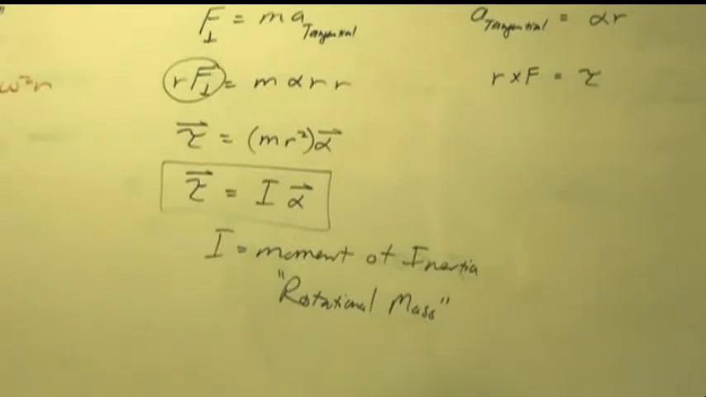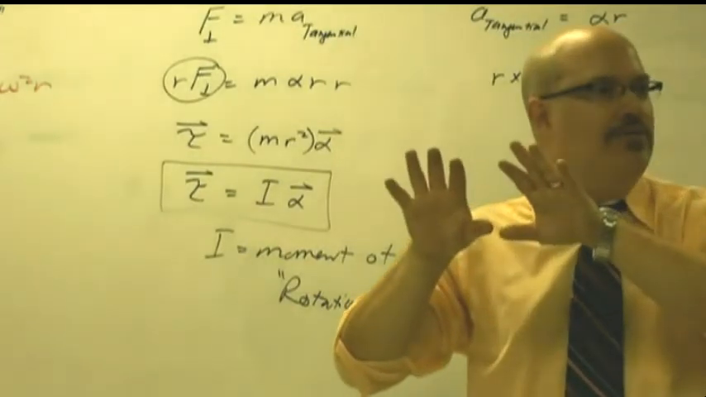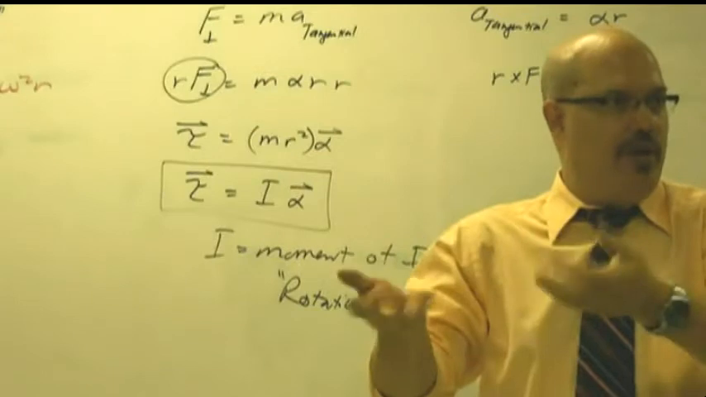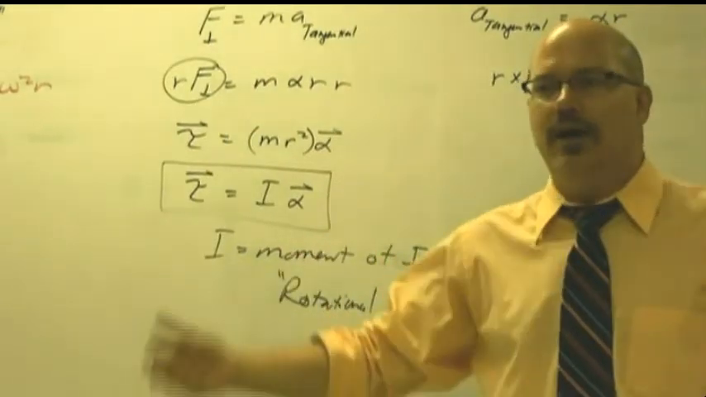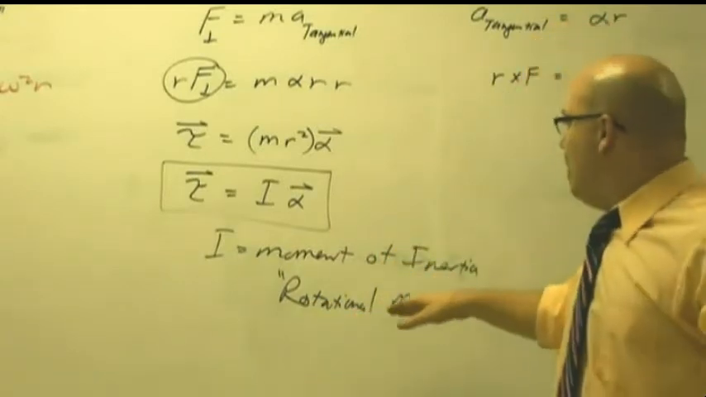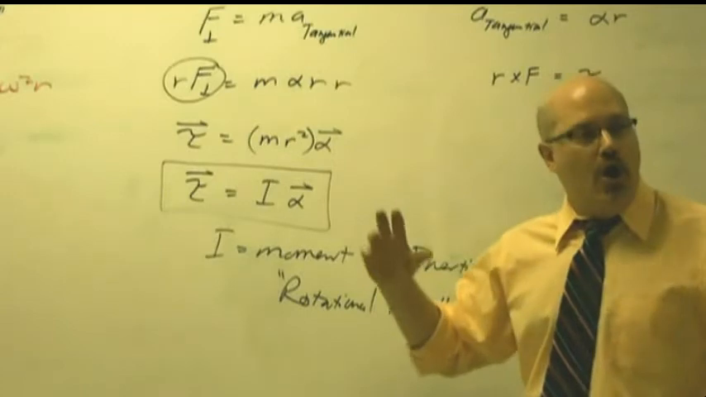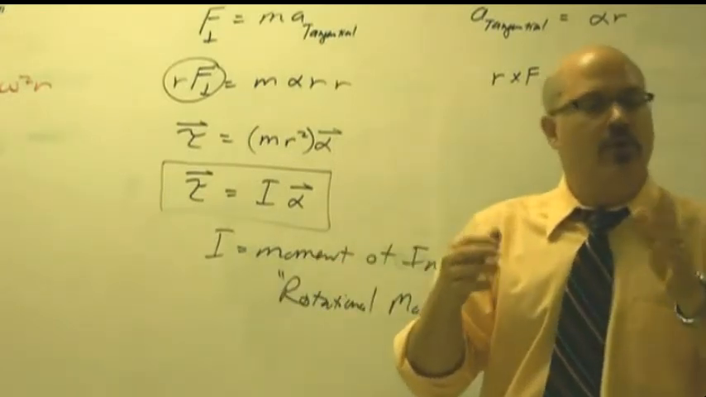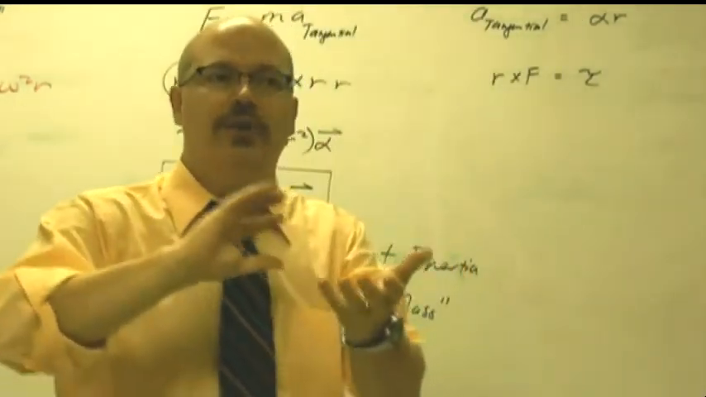Now if you try to push something, you know whether it has a lot of mass or not because of its inertia, its resistance to changes in motion, right? If you try to rotate something, it's the same way. If it has a big moment of inertia or rotational mass, then it's going to be harder to rotate. If it has a smaller rotational mass, then it's going to have less resistance to what you're trying to do to it. It's going to rotate easier.